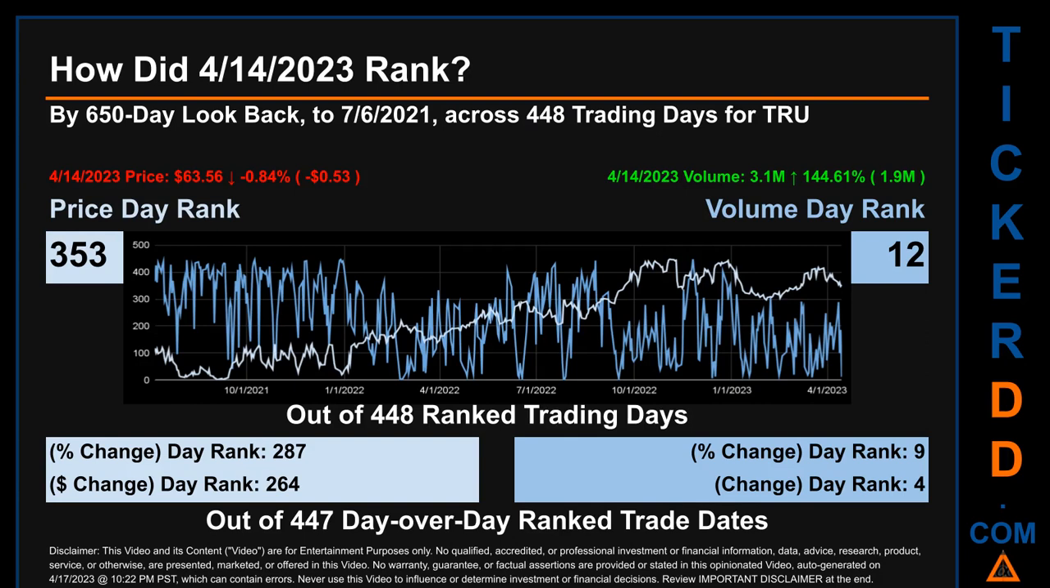The line graph overlays price and volume's daily ranking, as shown respectively in light versus dark blue, across those target days' trading days. In this view, essentially the dips are good whereas the spikes are bad. The price's day-over-day percentage change, dropping minus 0.84% on April 14, 2023, had a day rank of 287 while its dollar difference of minus 53 cents had a rank of 264 when compared day over day across 447 trading days. Volume's percentage change and difference were ranked respectively at 9 and 4.